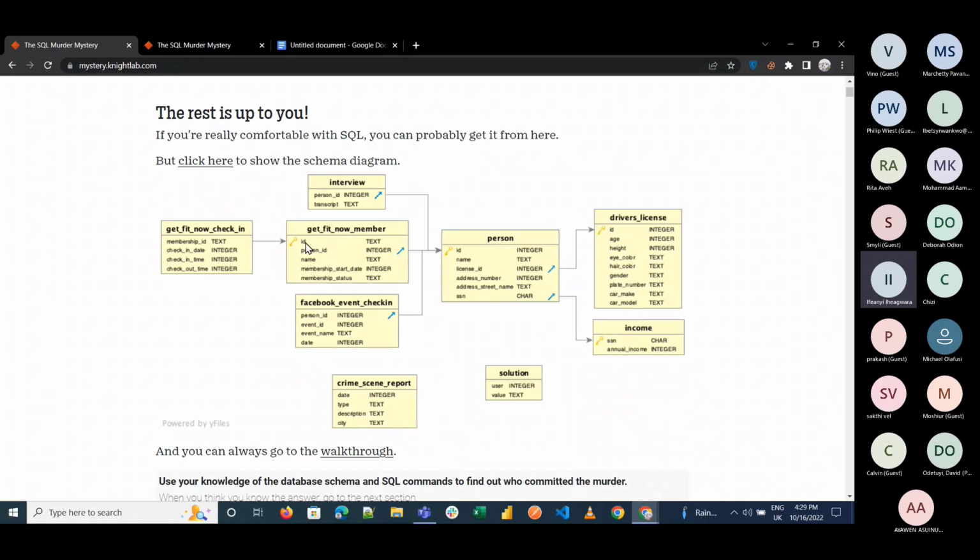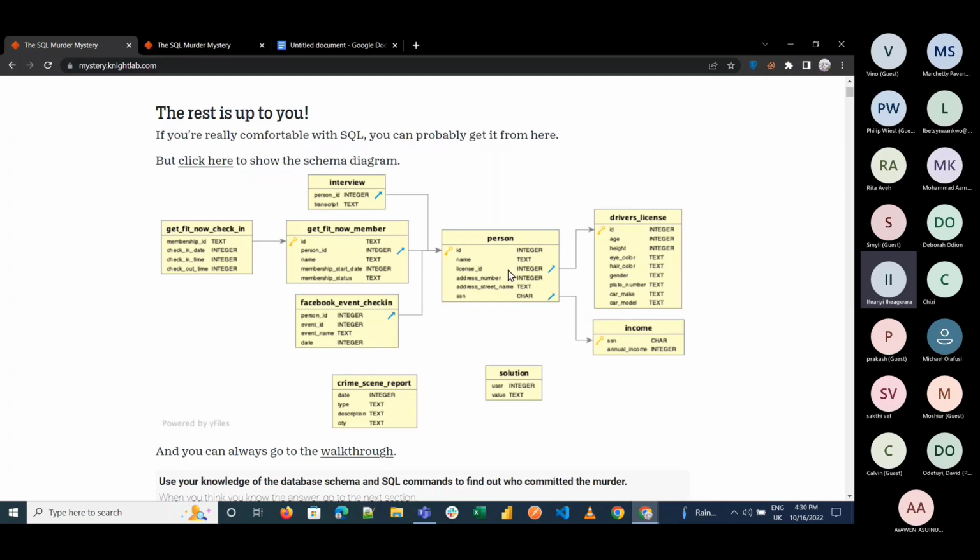You notice there are two ID numbers. In SQL, we have the primary key and the foreign key. The primary key of this table is the ID number of the gym, so the gym gives you an identification number. But this person's ID number is linked to the person's table.